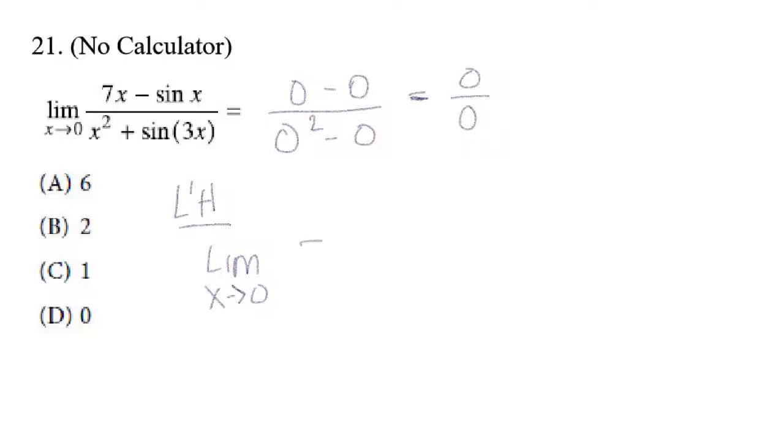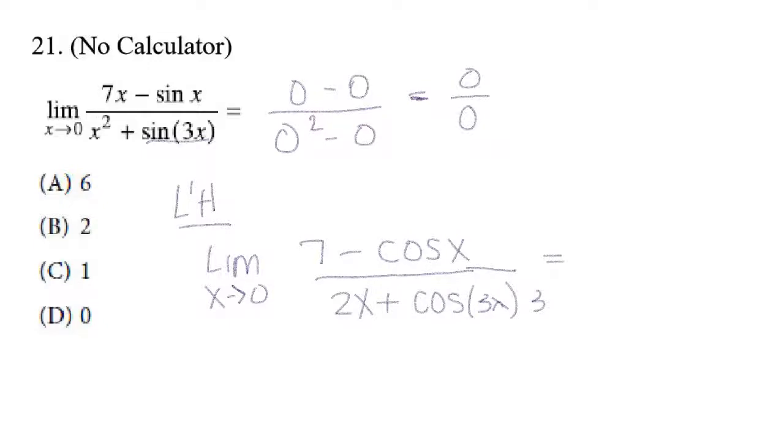So the derivative of 7x is 7 minus derivative of sine is cosine, and derivative of x squared is 2x. And the derivative of sine 3x is cosine 3x times 3. Okay, now let's evaluate or plug in for my limit. So I'm going to have 7 minus cosine of 0 is 1 over 0 plus, and again cosine of 0 is 1, 1 times 3 is 3. So it looks like we're going to get 6 over 3, which is 2. So your answer should be B.